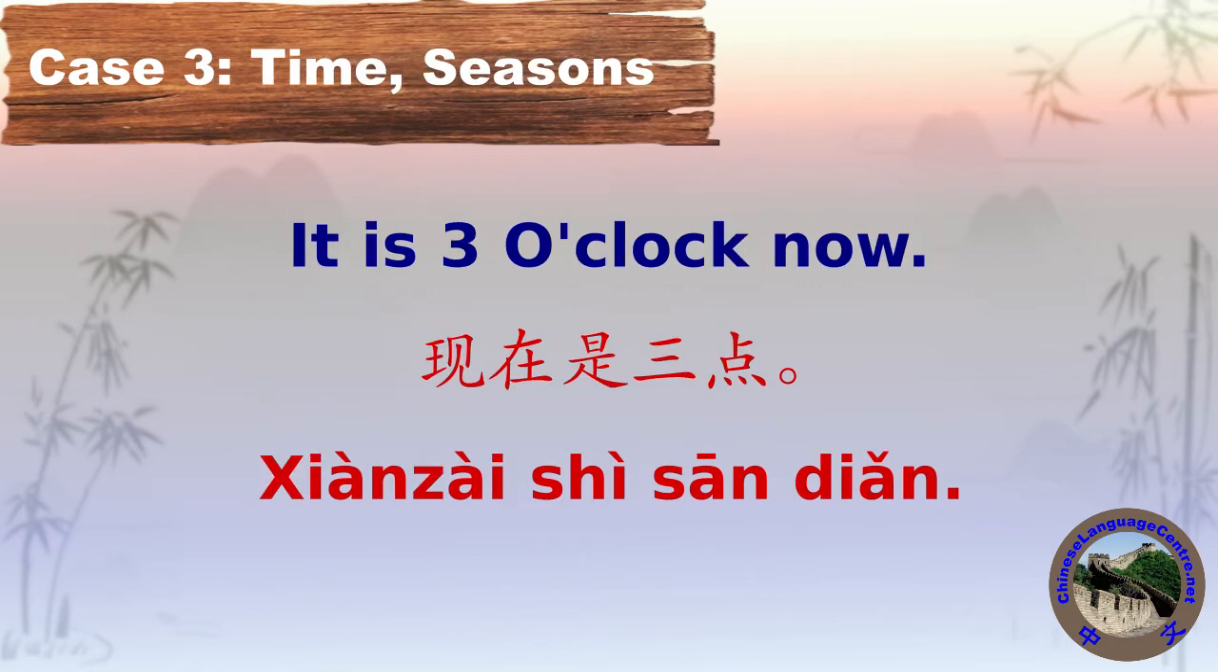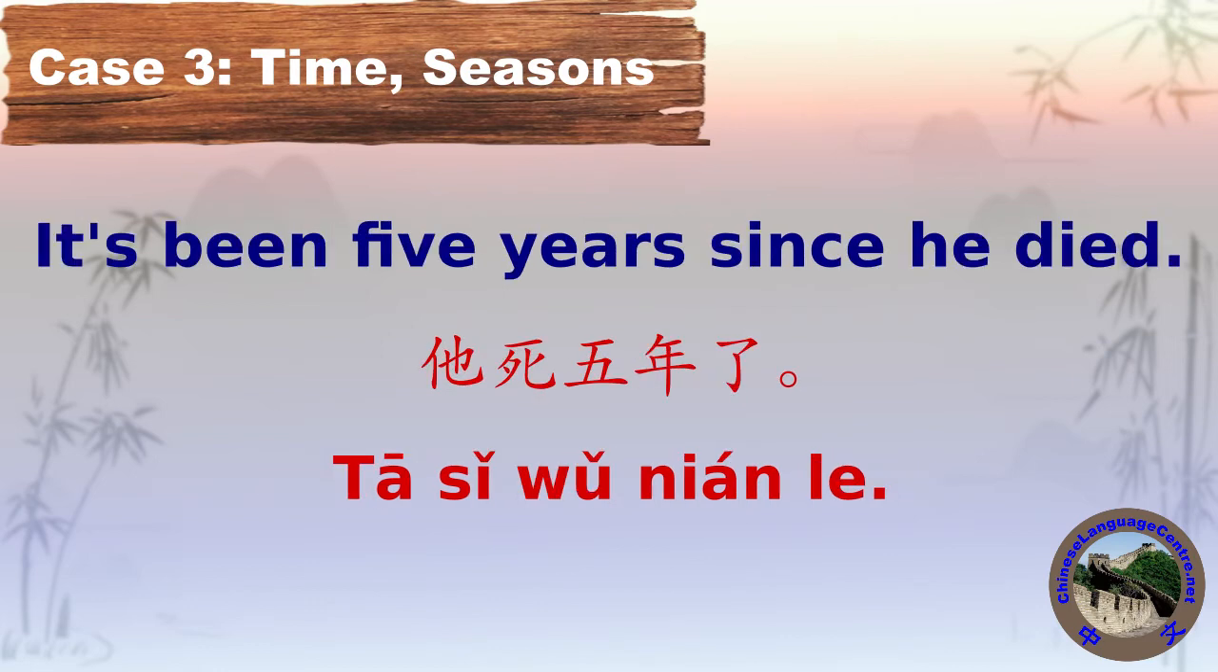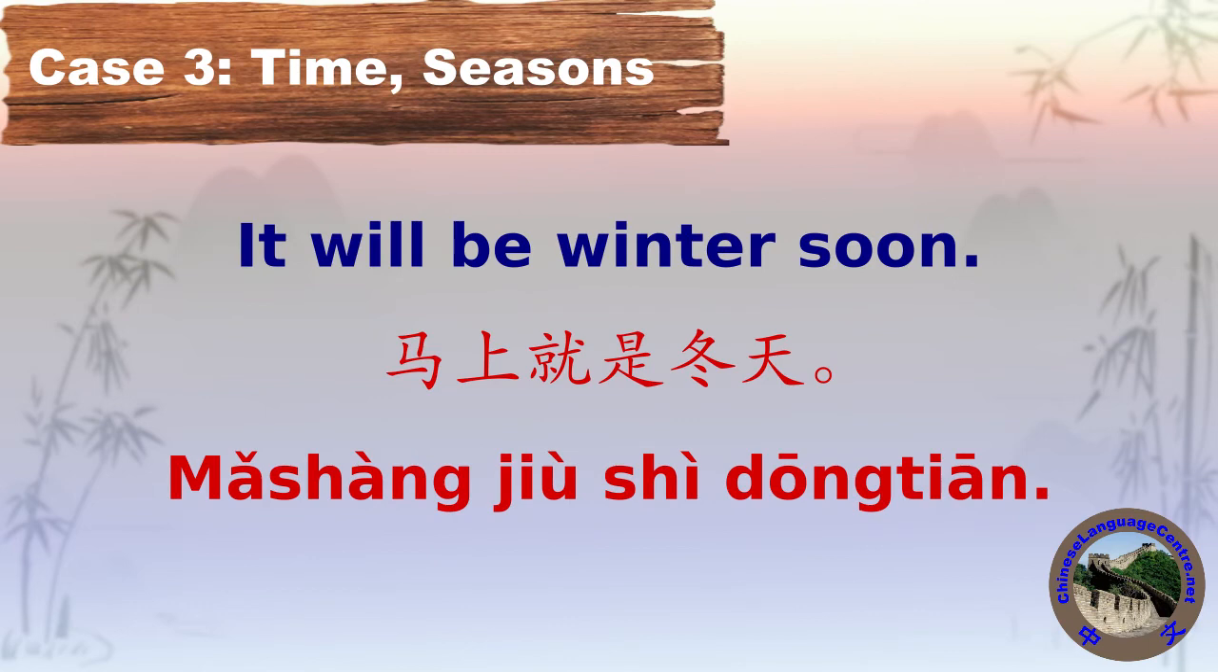The third case is about time and seasons. For example, it's 3 o'clock now. 现在是3点. The next example is, it has been 5 years since he died. We said, 他死5年了. The next one is, it will be winter soon. 马上就是冬天.